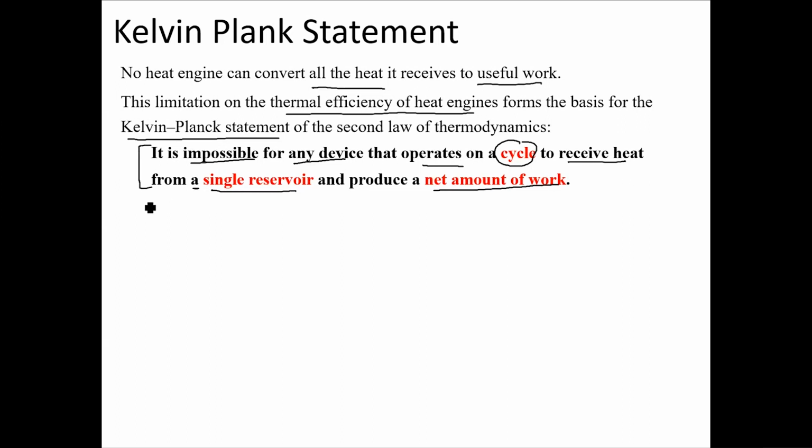If you look at this statement, what is the issue? It's impossible for any device. Why is it impossible for any device to operate on a cycle, receive heat from a single reservoir, and produce a net amount of work? What is it that is missing in the statement, or that negates the second law, or places a restriction? Single reservoir.